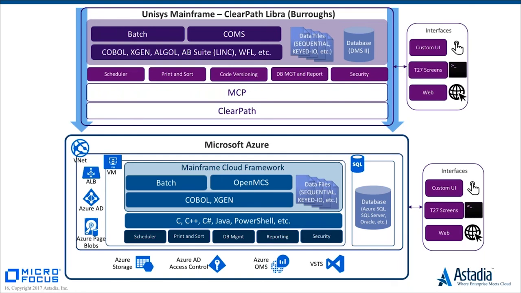So we have something we call the Mainframe Cloud Framework. And that Mainframe Cloud Framework consists of the Micro Focus Visual COBOL tool and the COBOL server runtime in conjunction with our OpenMCS product, which emulates the Unisys mainframe environment on Windows and Linux. So you have your batch applications that move down, the COBOL and the XGen. Things like Algol, you typically are going to rewrite, because Algol is not something that will run on a distributed environment. So the Algol does have to be converted. But some of the other stuff, like AV Suite, can come down with the AV Suite product for distributed.